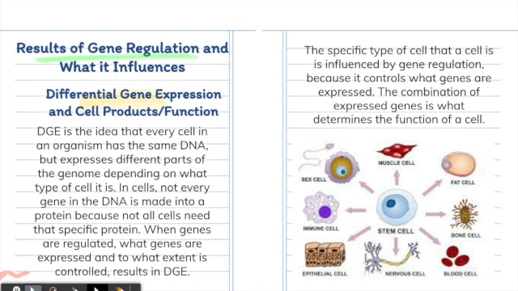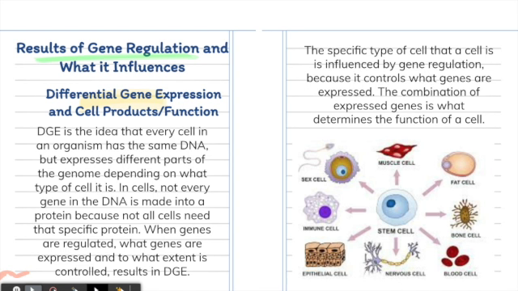Results of gene regulation and what it influences. Differential gene expression, or DGE, and cell products and their function. DGE is the idea that every cell in an organism has the same DNA but expresses different parts of the genome depending on what type of cell it is.